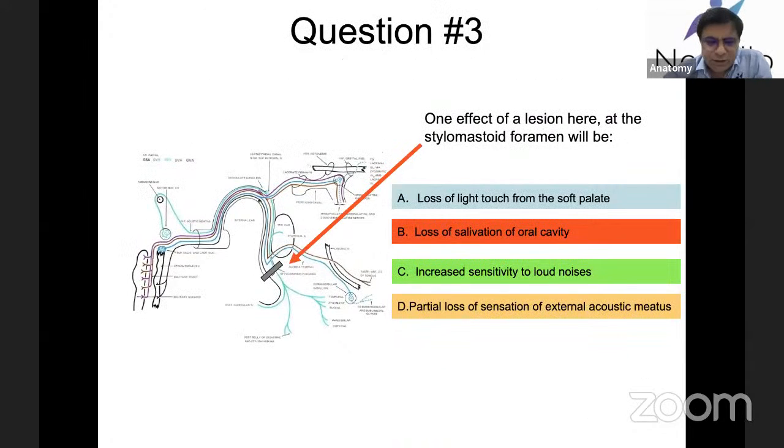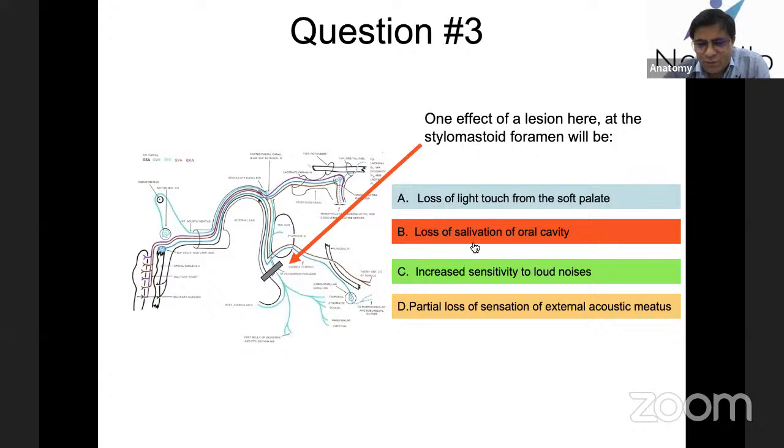Question number 3. Now the site of lesion has been changed here. One effect of a lesion here at the stylomastoid foramen will be, right? At the point of emergence of the facial nerve outside the skull. That means after giving out the chorda tympani branch. Now what will it lead to? Loss of light touch from the soft palate? Again, you are sure that is through the greater superficial petrosal nerve, so it is intact.